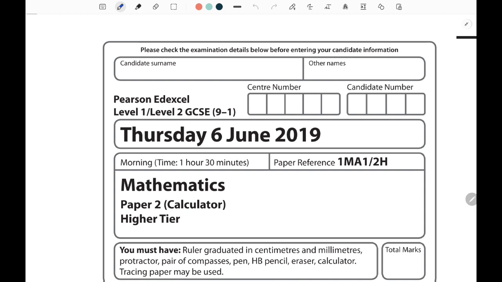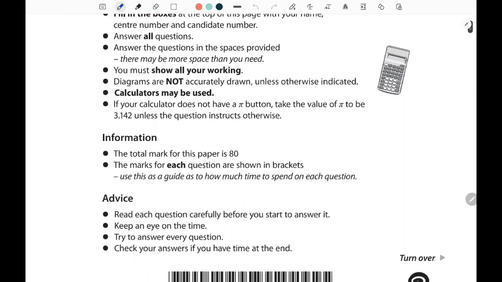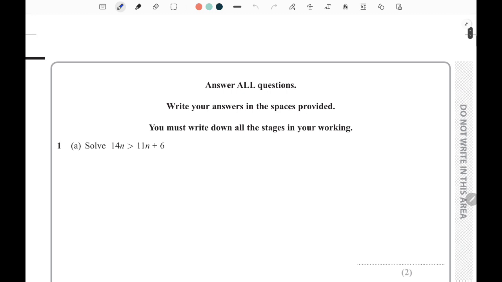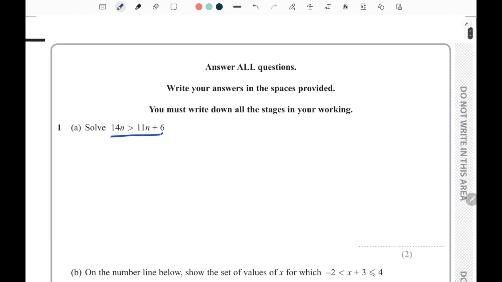All right. With that, let's get straight into it. Question number 1. We have an inequality. As you can see, 14n is greater than 11n plus 6. So exactly like a linear equation rather than inequality, we do exactly the same thing. We want to get all the n's onto one side. So you've got 14n minus 11n is greater than 6. Sign stays as it is. So 3n greater than 6.